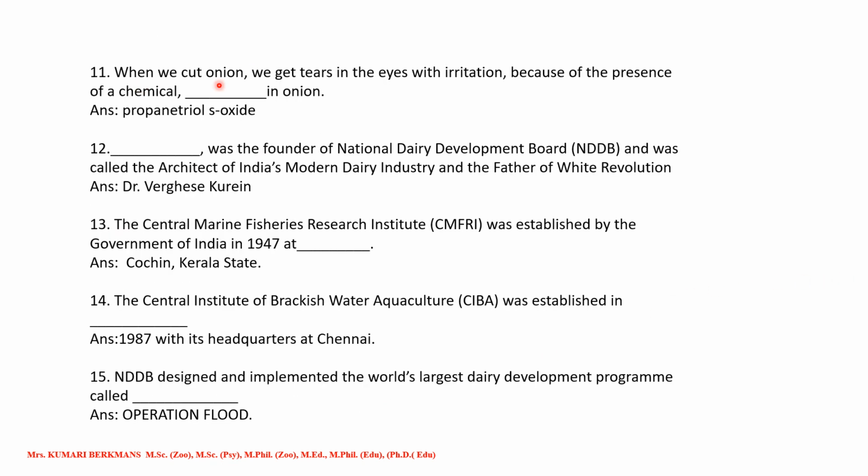11th one, when we cut onion, we get tears in the eyes with irritation because of the presence of a chemical, dash, in onion. What is that? Propanethial S-oxide.